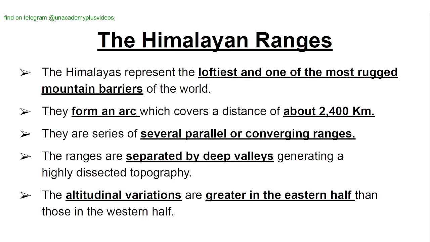Himalayan mountain system. The Himalayan ranges. The Himalayas represent the loftiest and one of the most rugged mountain barriers of the world. They form an arc which covers a distance of about 2,400 kilometers. They are a series of several parallel or converging ranges. The ranges are separated by deep valleys, generating a highly dissected topography.